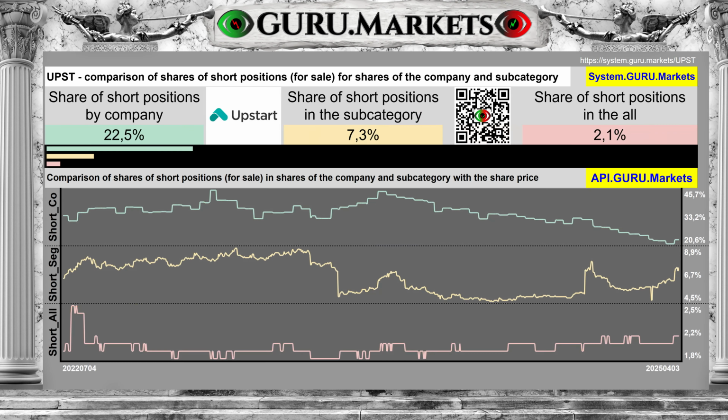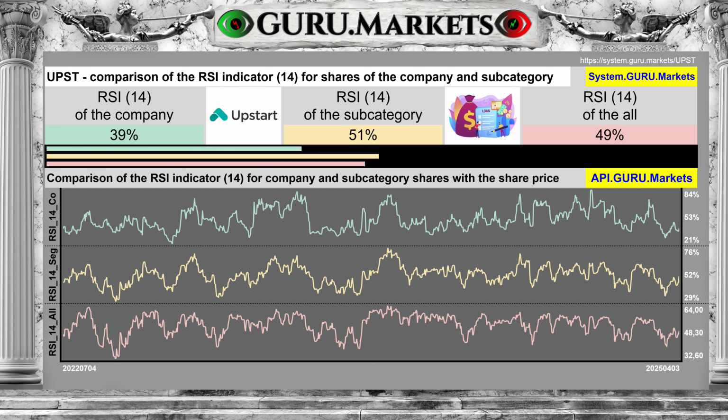The volume of short sales transactions corresponds to 22.5%, with an average for the subcategory of 7.3%. This is an assessment of the possible risk of a short squeeze. The technical indicator RSI 14 shows a level of 39% for the company Upstart Holdings Inc., while for the subcategory the RSI 14 level is approximately 51%. Potentially, shares of the subcategory are valued higher than Upstart Holdings Inc.